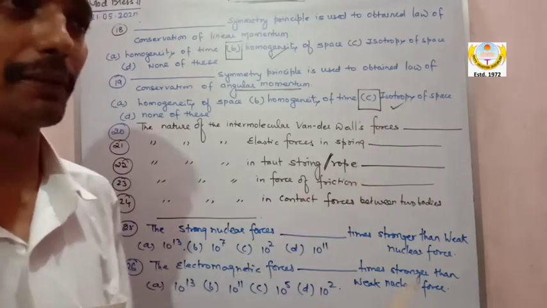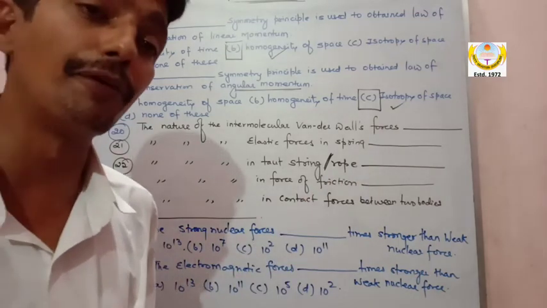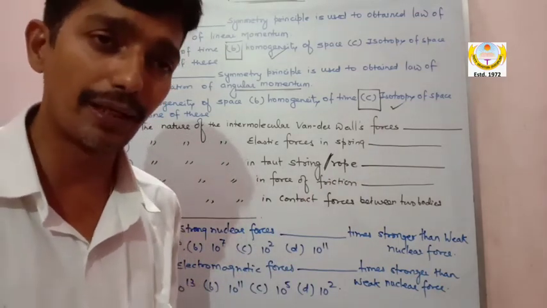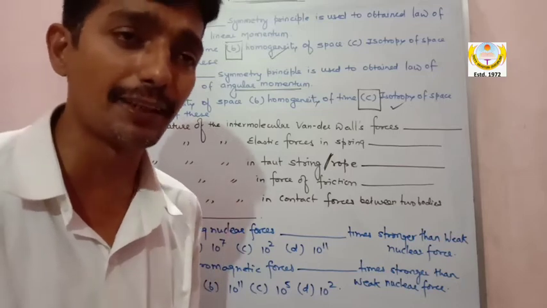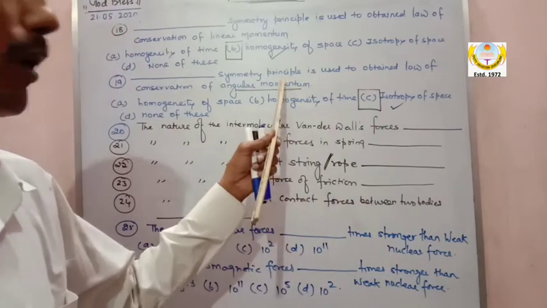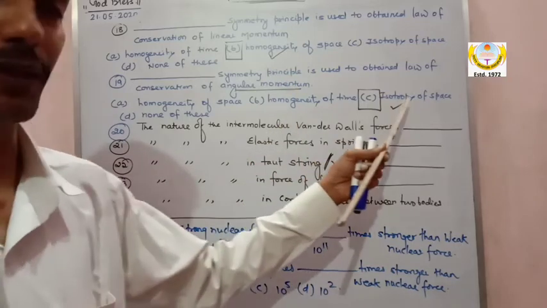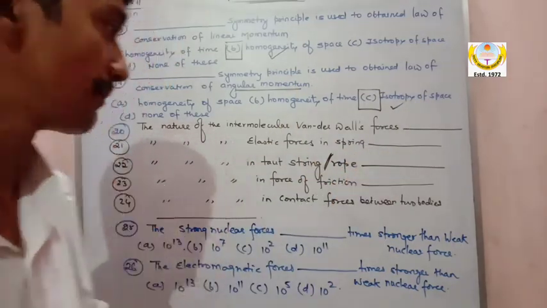And isotropy of space is nothing but a preferred direction in space. So there is no such direction specified in space, my dear, and the law of angular momentum is governed on this basis, isotropy of space.